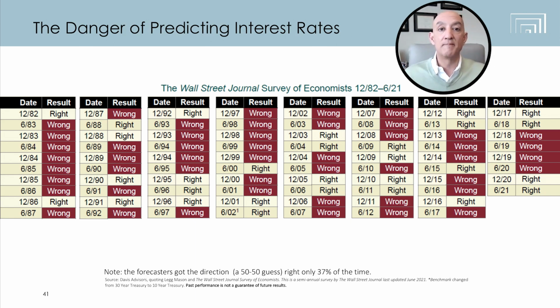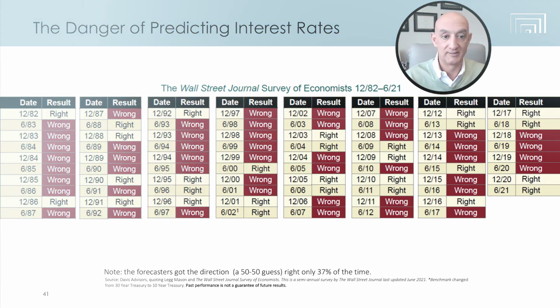And the reason is because the bond market is very efficient and it prices in these predictions and it already knows everything we know essentially. So making interest rate predictions is really not the best way to go because they're impossible to predict.